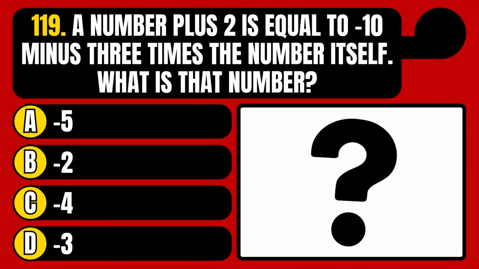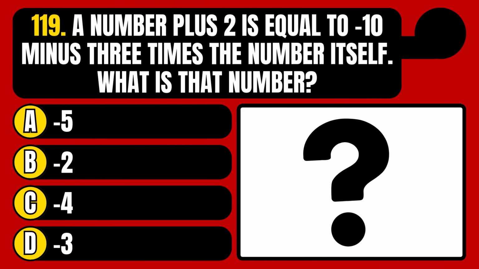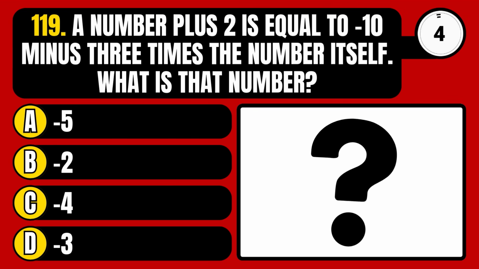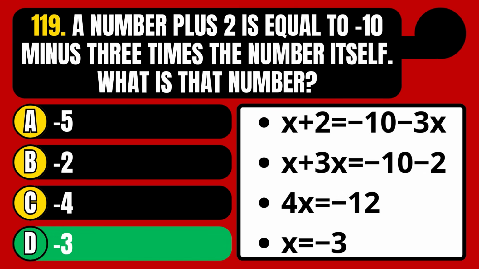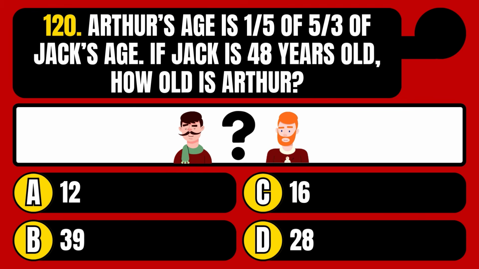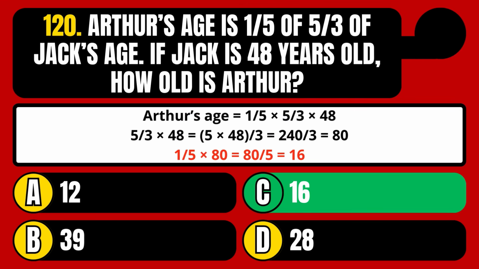A number plus 2 is equal to negative 10 minus 3 times the number itself. What is that number? Negative 5, negative 2, negative 4, or negative 3? The correct answer is option D, negative 3. Arthur's age is 1/5 of 5/3 of Jack's age. If Jack is 48 years old, how old is Arthur? 12, 39, 16, or 28? The correct answer is option C, 16.